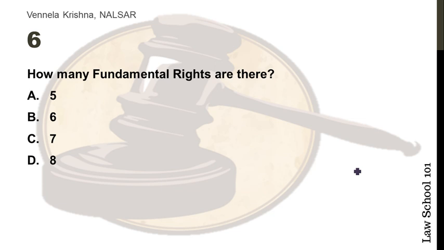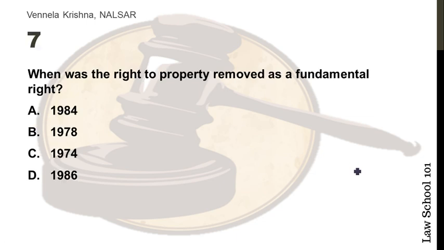So how many fundamental rights are there? I just told you the answer. The answer is 6. When was the right to property removed as a fundamental right? We just saw that the 44th Amendment was passed in 1978. So the answer is B.